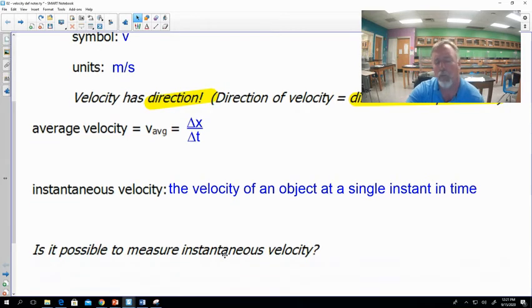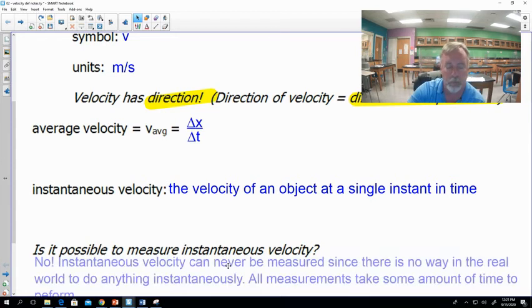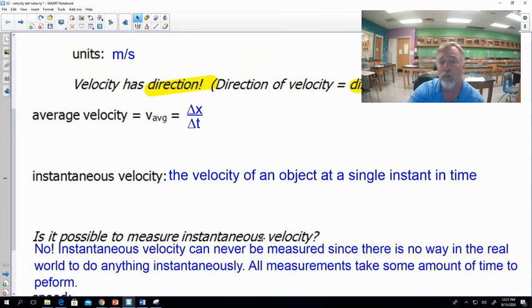Well, let's think now. Let's ask a question. Is it possible to measure the instantaneous velocity? And here you go. The answer is no. And why is it going to be no? Because the instantaneous velocity can never be measured, since there's no way in the real world to do anything instantaneously. You can't do it. Any measurement we take takes some amount of time.